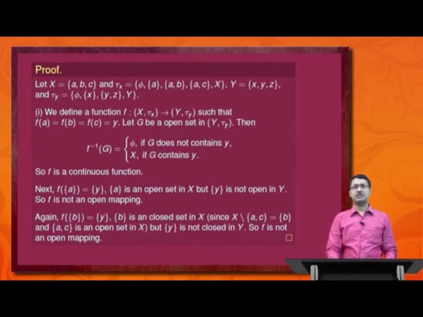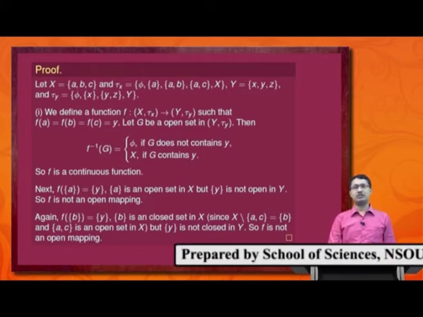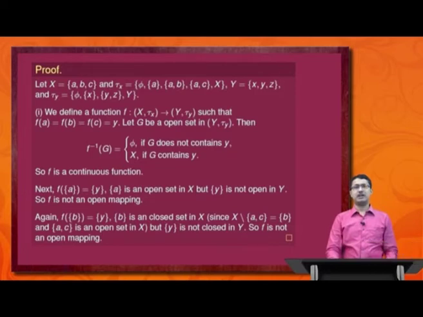Next, if we consider the set {a}, the image of a under the mapping f is equal to {y}. {a} is an open set in X, but {y} is not an open set in capital Y. {a} is an open set in capital X because {a} is an element of τ_X, but {y} is not an open set in Y because it is not an element of τ_Y, and it's also not a complement of any other set lying in τ_Y. So f is not an open mapping.